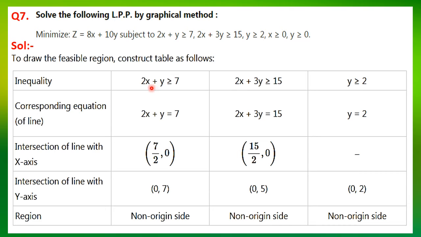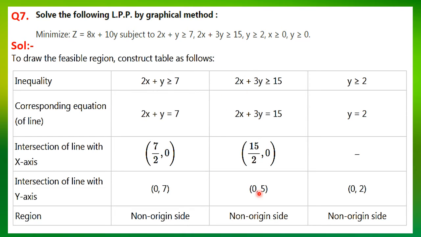Now, to find the region corresponding to the inequalities, we will put x and y equal to 0 and check whether it is satisfied. These are the coordinates of the origin, x = 0 and y = 0. Here we get 0 ≥ 7, which is wrong. That means the inequality is not satisfied by the origin, so the region corresponding to this inequality is not on the origin side. That means we have to shade the non-origin side.